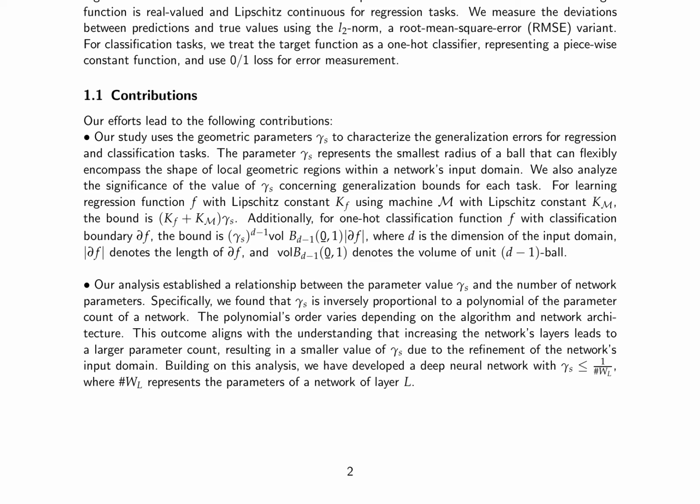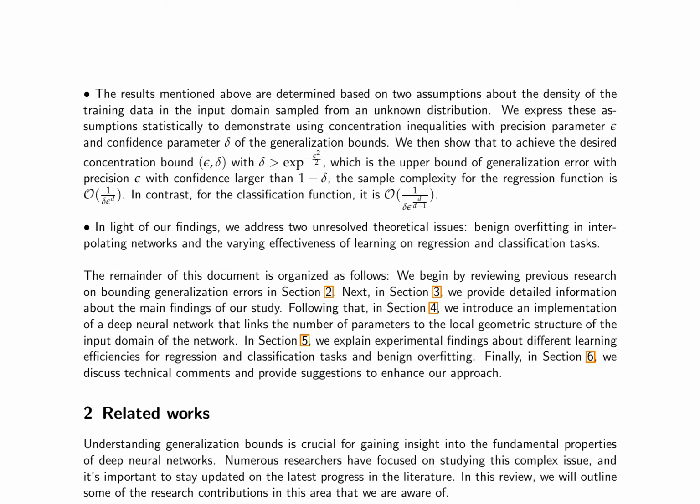The paper presents a comprehensive analysis of generalization bounds for deep neural networks, focusing on regression and classification functions. The authors establish novel sample complexities for these functions, which are inversely proportional to a polynomial of the number of parameters in the network. The analysis is based on two assumptions about the density of the training data in the input domain.